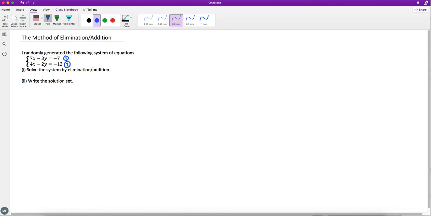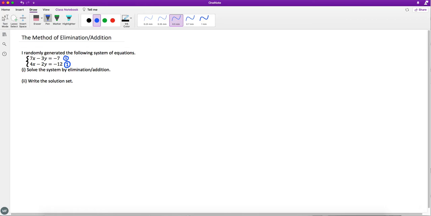So here's what I'm going to do. I'm going to take equation 2. I don't have to. I could use equation 1 instead. But I'm going to take equation 2 and multiply it by something so that one of its variable terms, 4x and minus 2y, when multiplied by this factor, turns into the additive inverse, or opposite, of the corresponding term in the first equation.